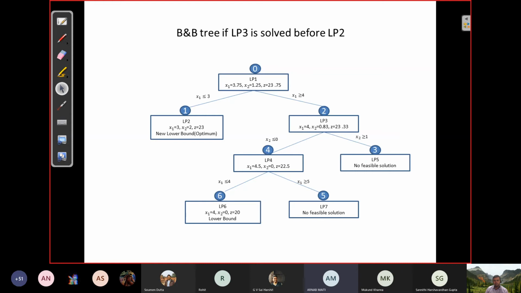But that is still infeasible. So again it will branch on x1 greater than or equal to 5 and go to LP7. There is no feasible solution there, so it will come back to LP4 and then go to LP6. There it will get a solution, but that is just a lower bound, Z equal to 20. Then it will come back to LP4, then LP3, then LP1, and LP1 will now go to LP2 by following the constraint x1 less than or equal to 3, and there it will find the new lower bound, which will be the optimum.